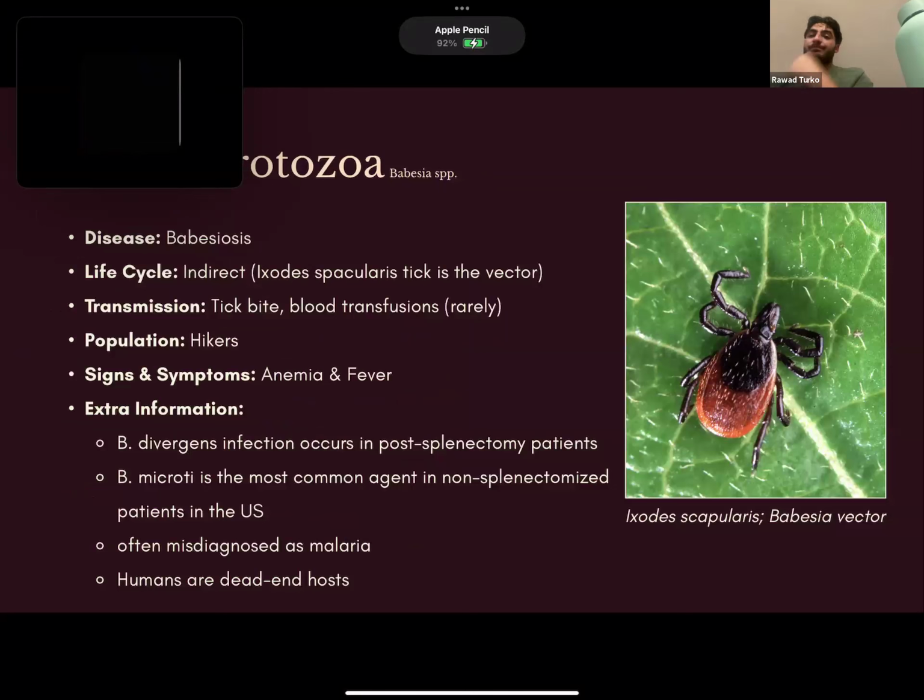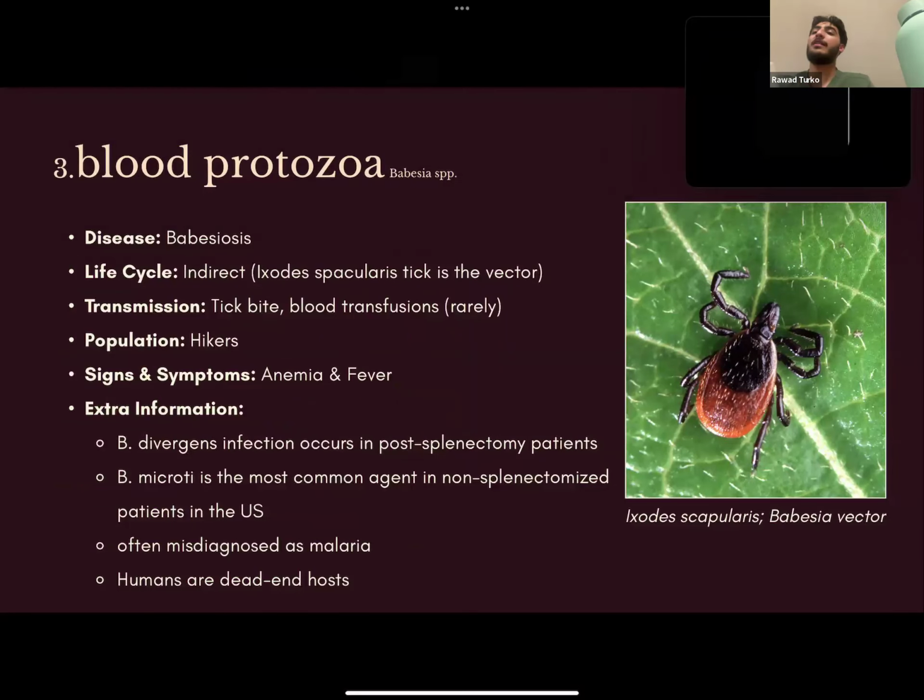All right, Babesia. Now, this, a lot of the time, this is, again, another blood protozoa. A lot of the time, this is confused with malaria, and that's because it has a similar presentation and a similar morphology, specifically in one of the stages. Okay, but we're going to go through it pretty quickly. So it causes babesiosis. Okay, so bit of a tongue twister. It has an indirect life cycle with this tick, which is called Ixodes scapularis. Just remember the tick, which is the vector. The transmission is through tick bites.